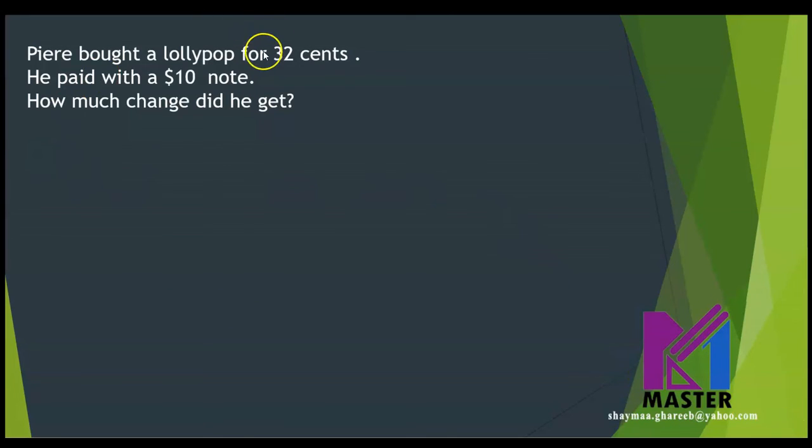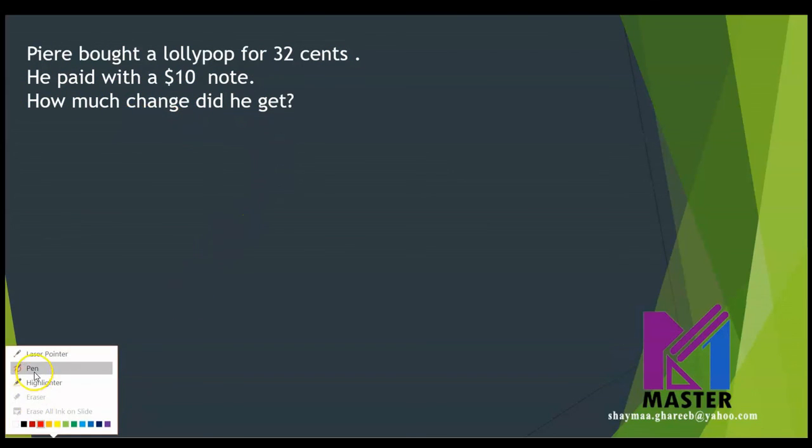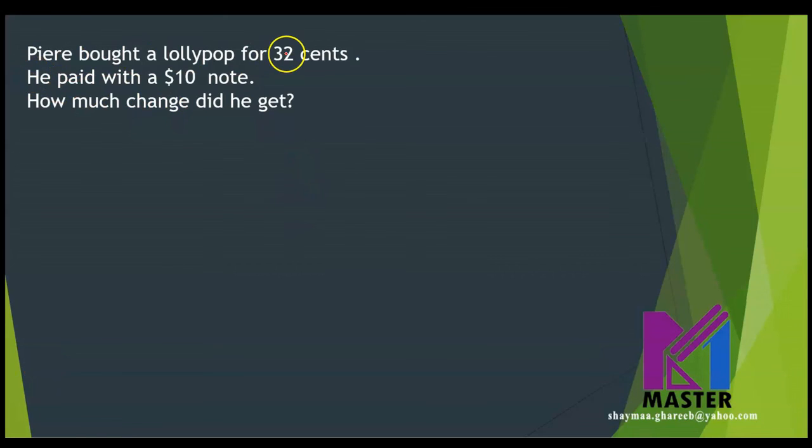Pierre bought a lollipop for 32 cents. He paid with a $10 note. How much change did he get? So first of all, when we read the story problem, we have to pay attention to the unit. The unit here is 32 cents, and the unit here is $10, and they are two different units. So when I solve any story problem, we have to make all the units the same.